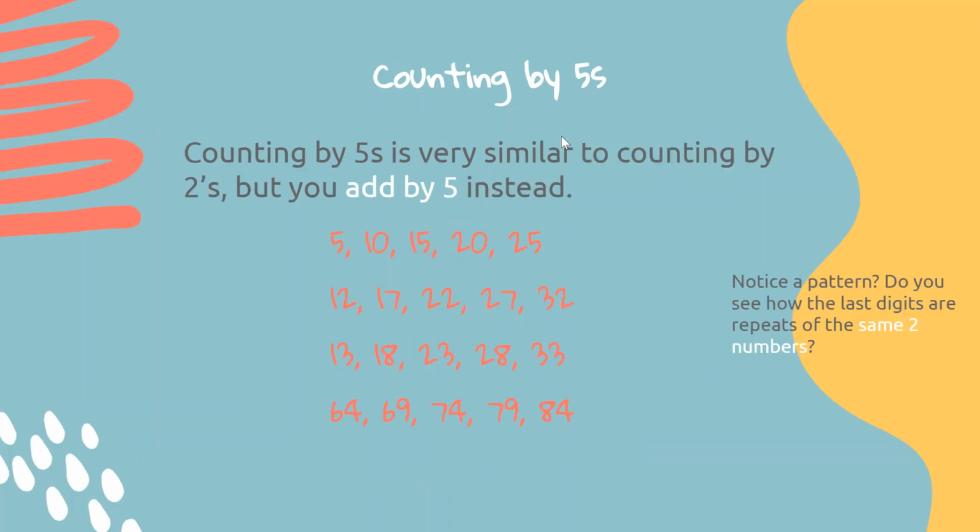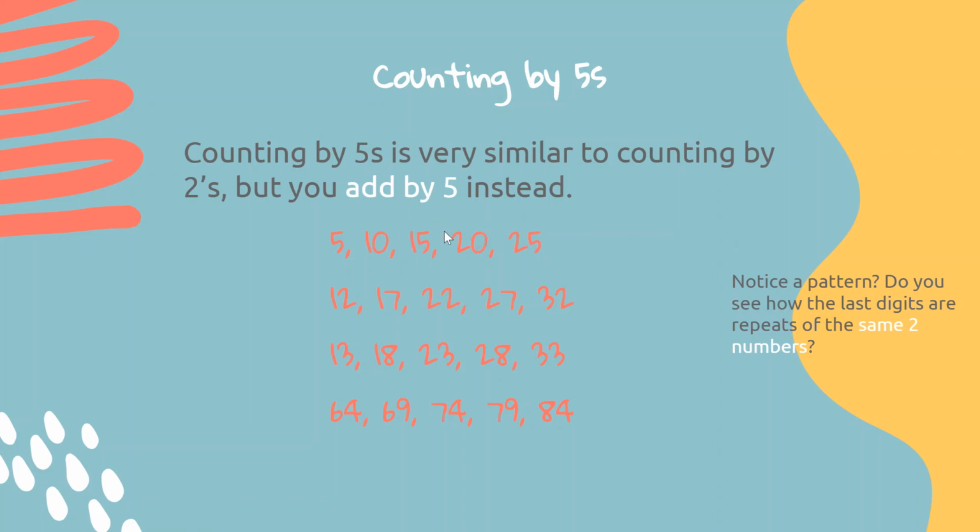Alright, counting by fives is very similar to counting by twos, but you add 5 instead of 2. When you start at 5, you add 5, you get 10. You add another 5, you get 15. You add another 5, you get 20. And you add another 5, you get 25.